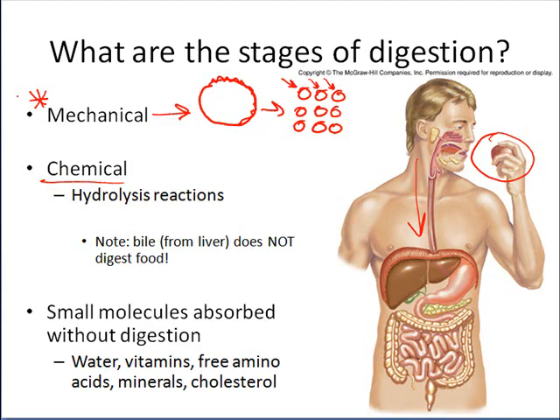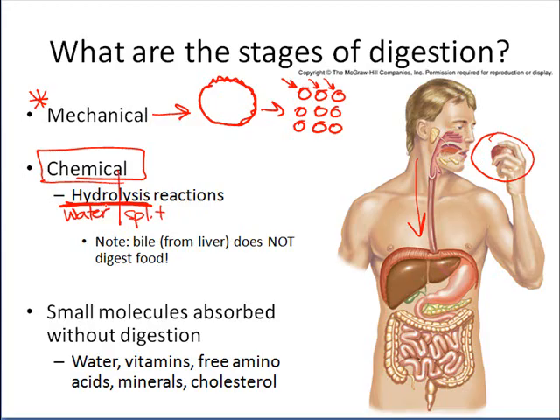Once I've got the surface area sufficiently high, then I can start to work on the second stage of digestion, which is the chemical stage of digestion. And this is the process where we have all those different hydrolysis reactions that split organic molecules apart. Remember, hydrolysis literally means to split apart using water. Lysis is to split. Hydro relates to water. So we're literally using water to split apart organic molecules.